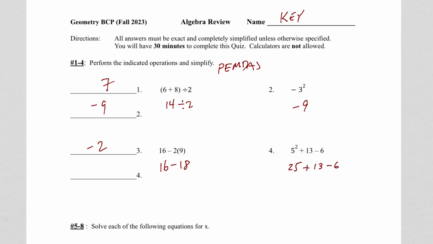Now, addition and subtraction goes in order from left to right. So if the subtraction was first, we would have done that first, but we go left to right and we add this. 38 minus 6 is 32.